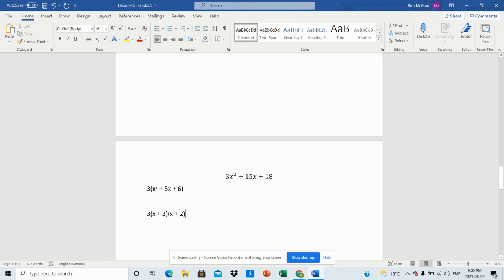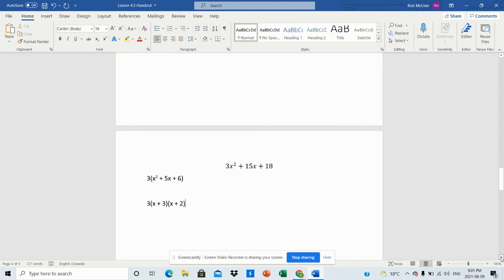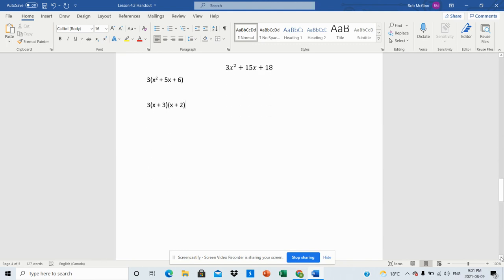So now this is fully factored. The key to this one, see if we can find a greatest common factor for all three of these terms first. If you can, it'll make it a simple trinomial. All right, so that is common factoring, and that's the end of lesson 4.3.